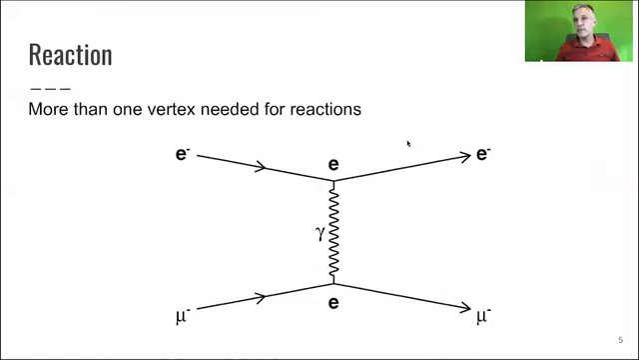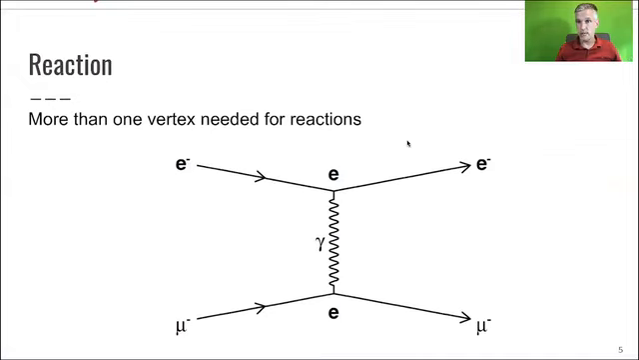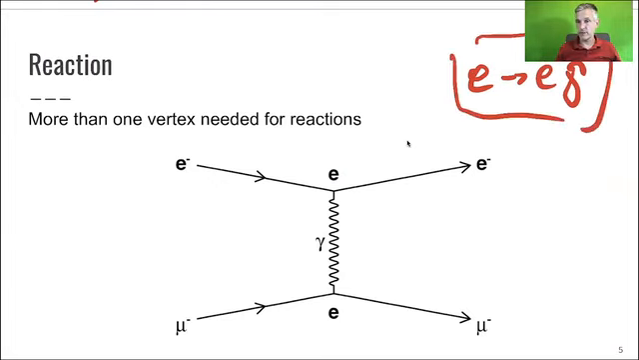Now, if we want to calculate a reaction, it's not sufficient to just use one vertex. Why? Because a single vertex will not be able to give us a reaction. You can simply see this when you look at something like an electron going to an electron plus a photon. This is not really possible because of energy and momentum conservation. So you need a couple of vertices in order to make a reaction.